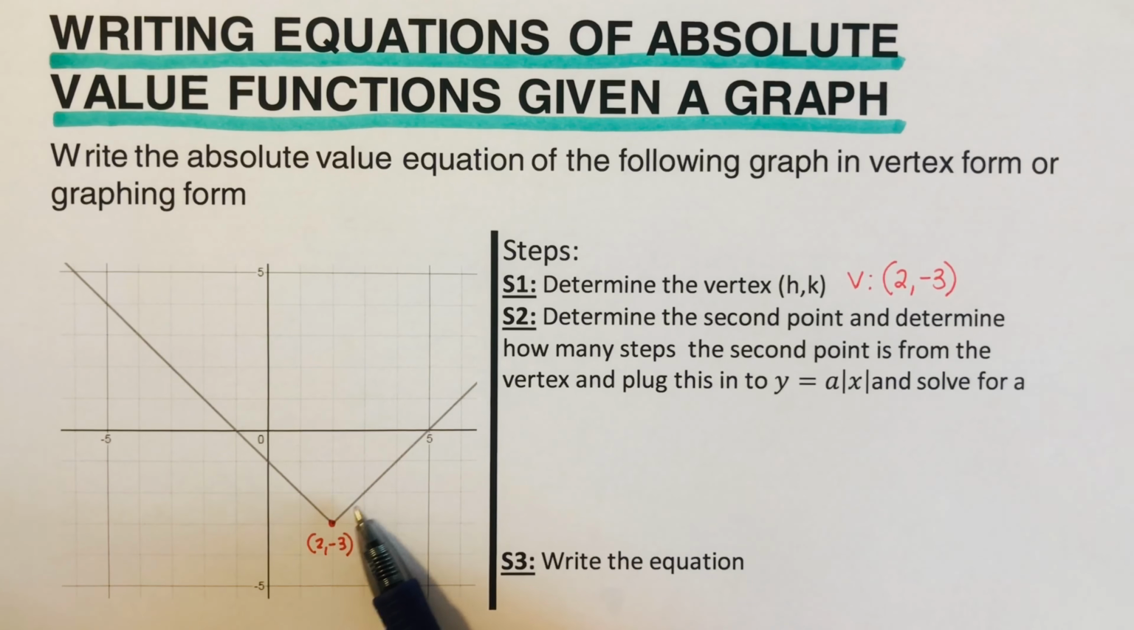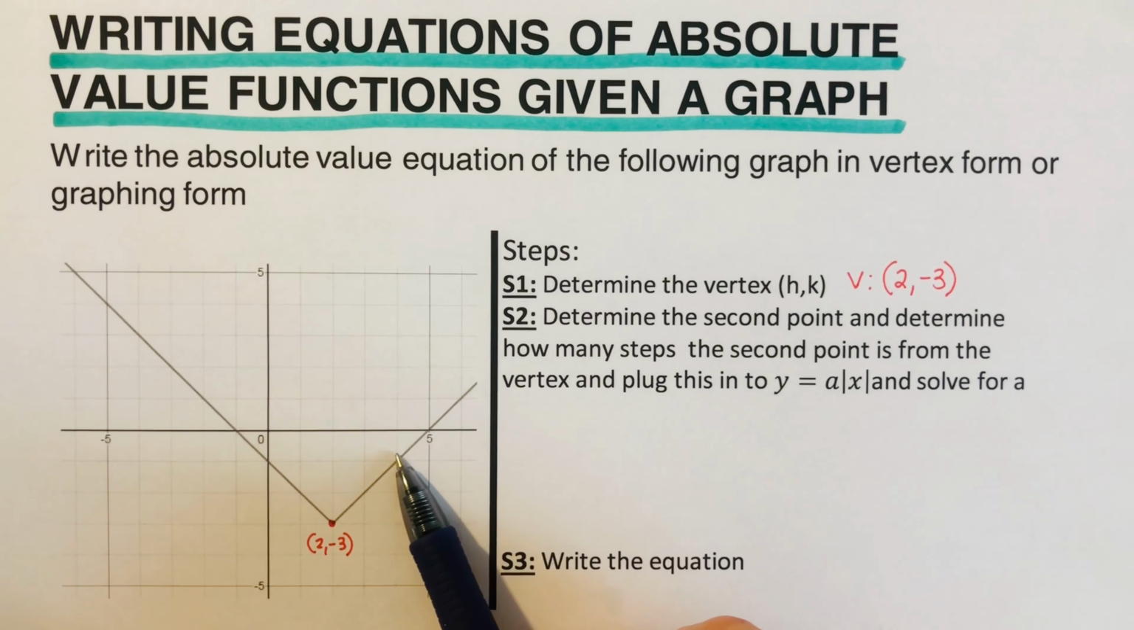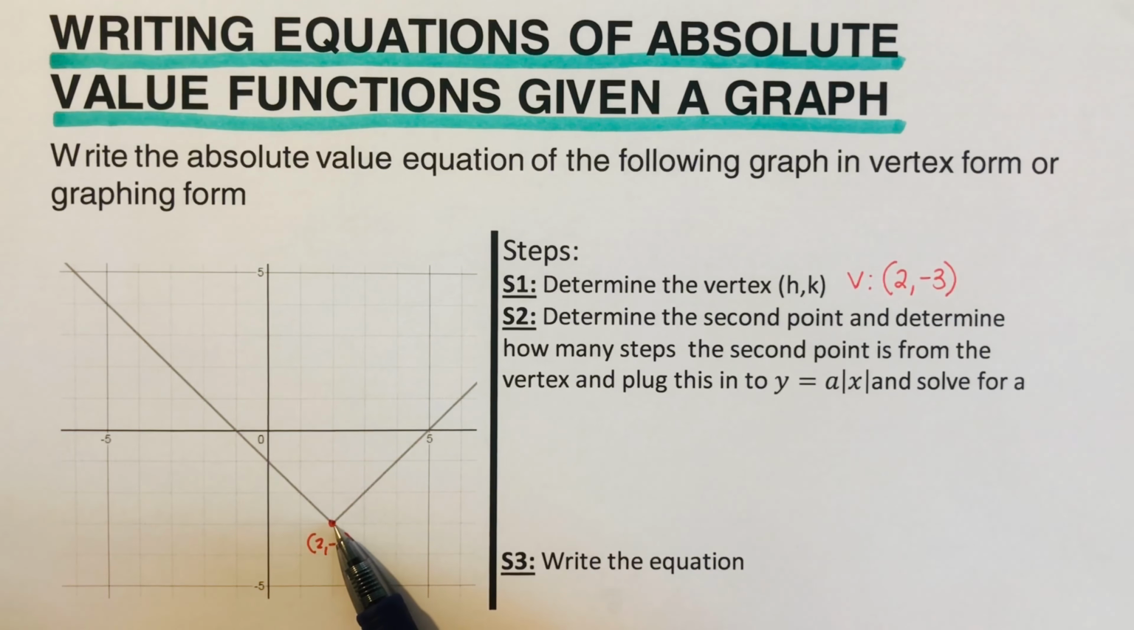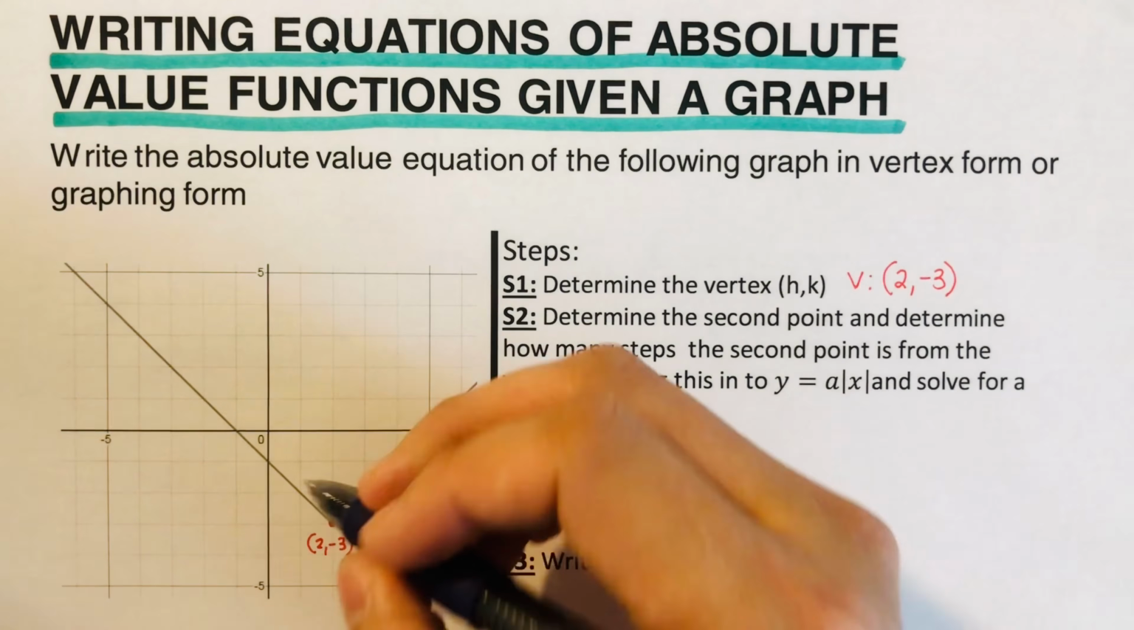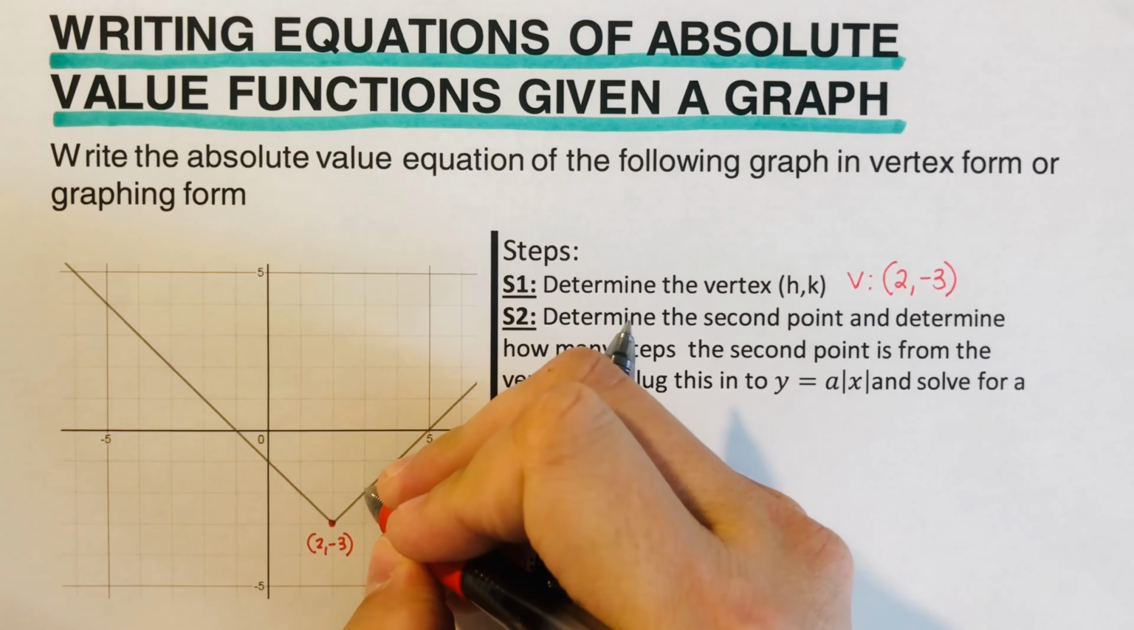This one is not on the perfect coordinate. Perfect coordinate means it hits on this little cross. So we're going to trace it up. So this is the second point. I'm going to label this as the second point right here.